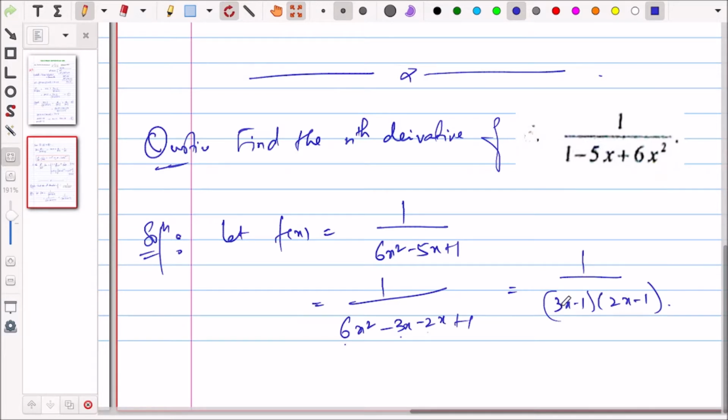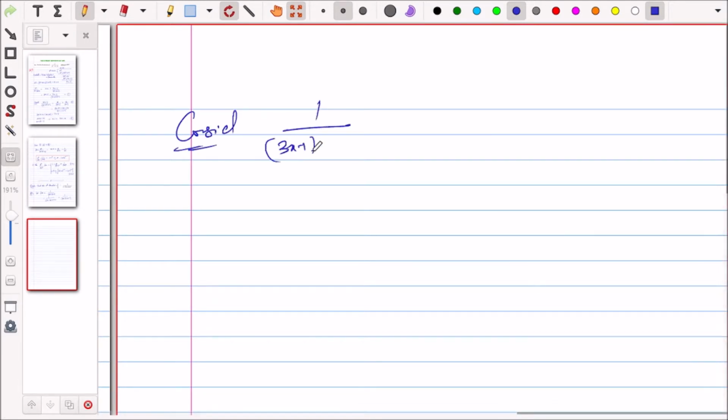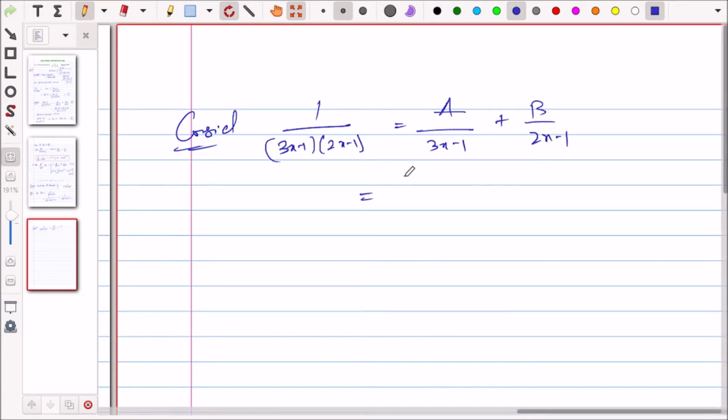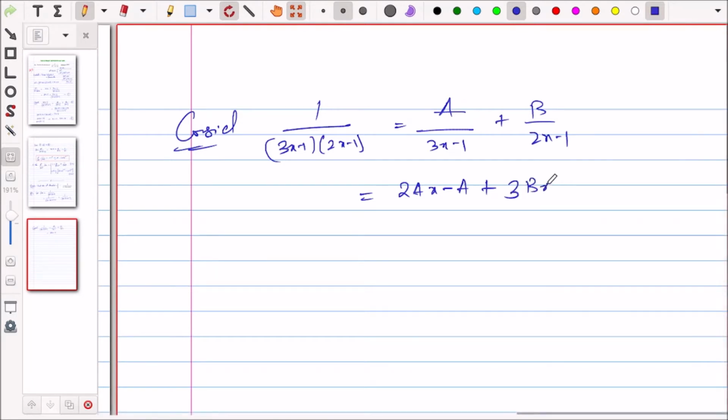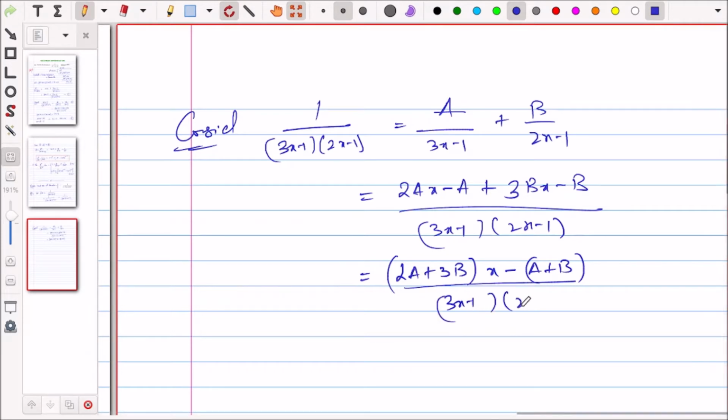So now we will bring it in that form. So consider 1 by 3x minus 1, 2x minus 1 equal to a by 3x minus 1 plus b by 2x minus 1. So simplify it. So this is 2ax minus a plus 3bx minus b by 3x minus 1, 2x minus 1. So this is your 2a plus 3b x minus a plus b by 3x minus 1, 2x minus 1.